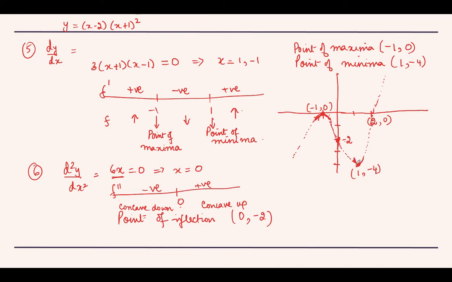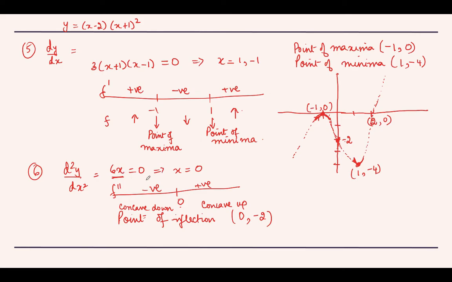So that means your graph has to be a cup shape like this, turning upwards. Also we know that less than -1, the function is increasing, so it has to rise up like this. Between -1 and +1, it is decreasing, so it is going to fall. Then greater than 1, it is again going to increase and keep on rising. So these are the points which we get from the first derivative.